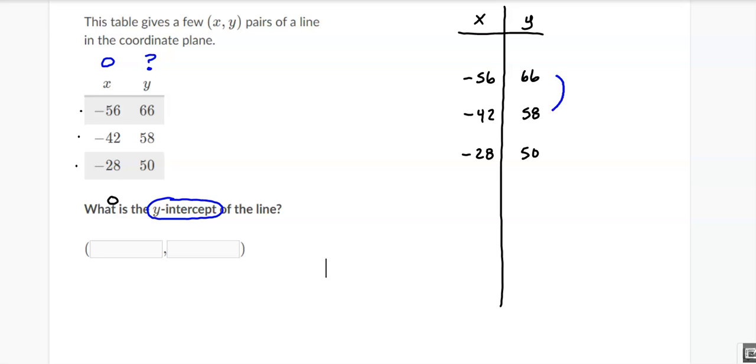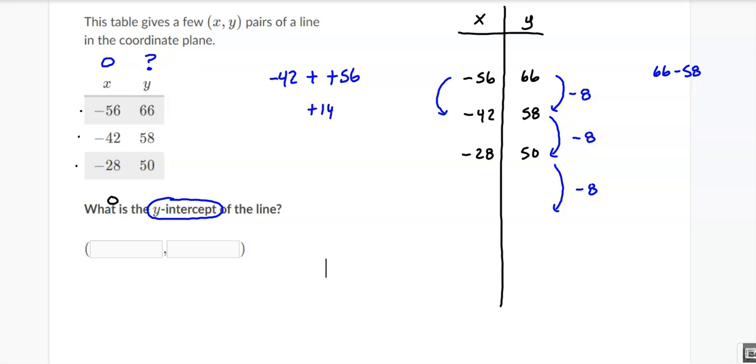Well, every time I go in this direction, from 66 down to 58, well, that's dropping by 8. So we're minusing 8. And then we have another change, minus 8. So that's going to be the pattern over here on this side. We're going to minus 8. Well, to get from negative 56 to negative 42, you always want to subtract from where you're going to where you were. So negative 42 take away negative 56. Well, that one is actually going to be a positive 14. So it looks like we're adding 14 every time.